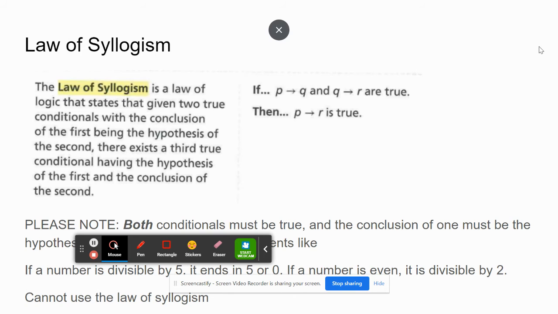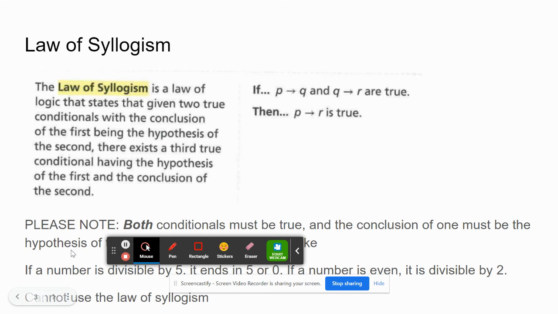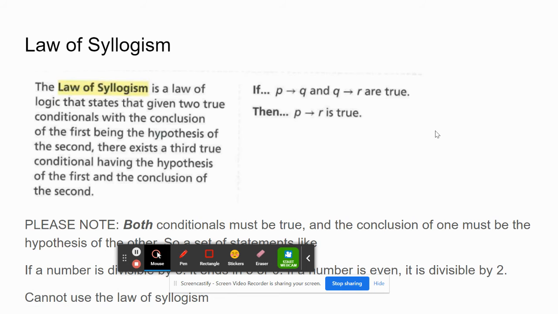So if I am given if P then Q, and if Q then R, and that both of those are true, then I can know that if P then R is also true. Something to note is that both conditionals must be true, and the conclusion of one must be the hypothesis of the other.